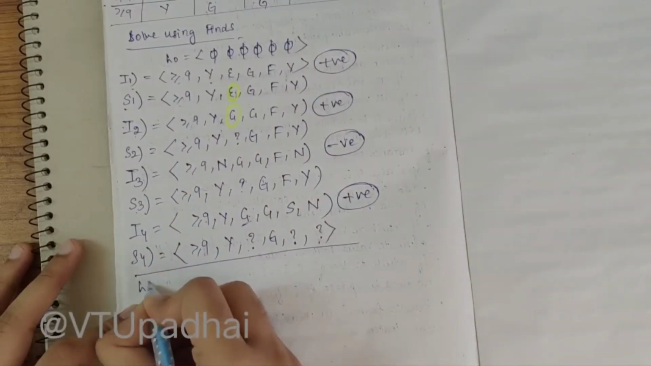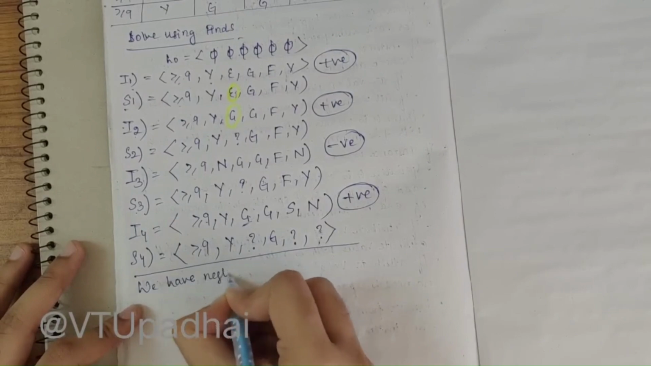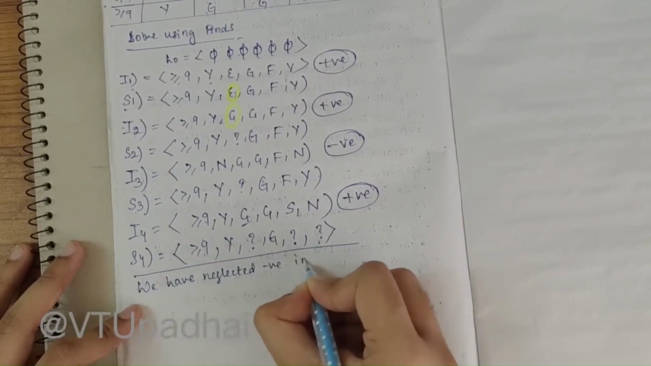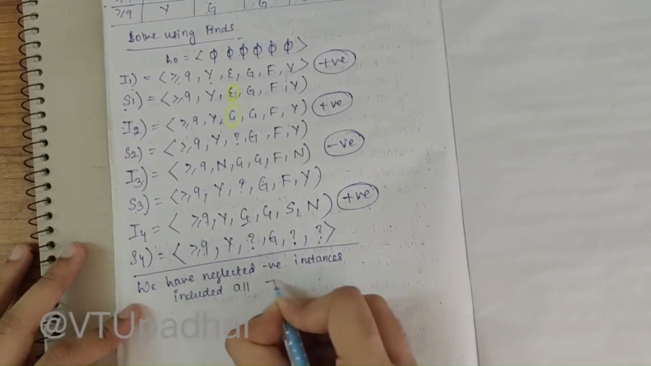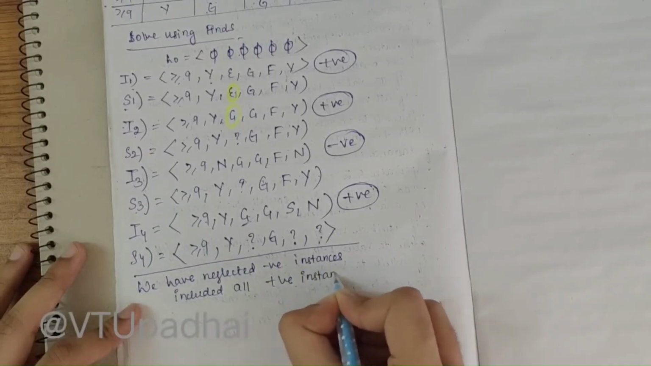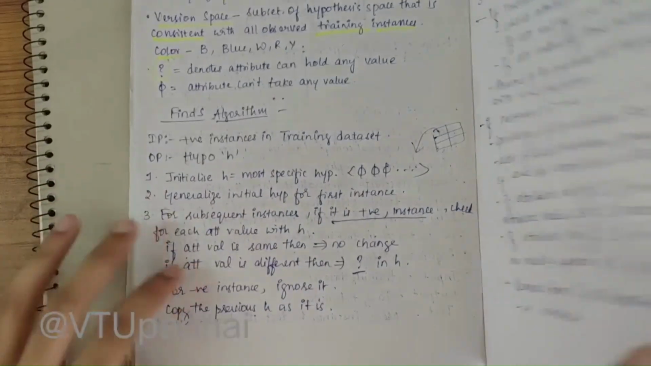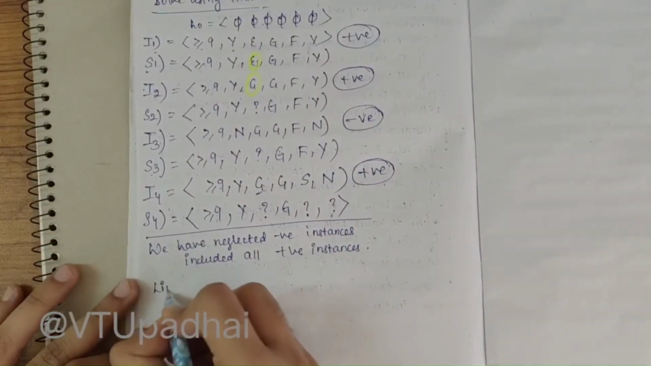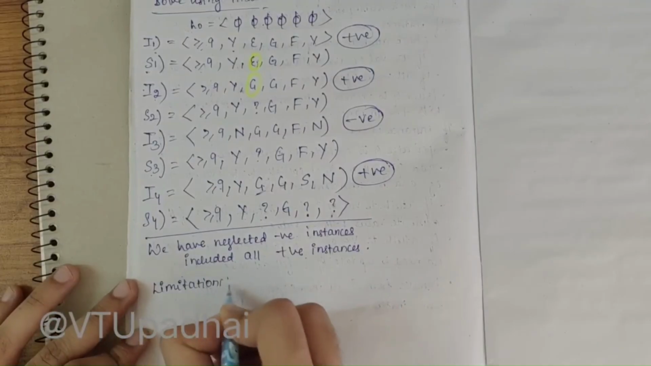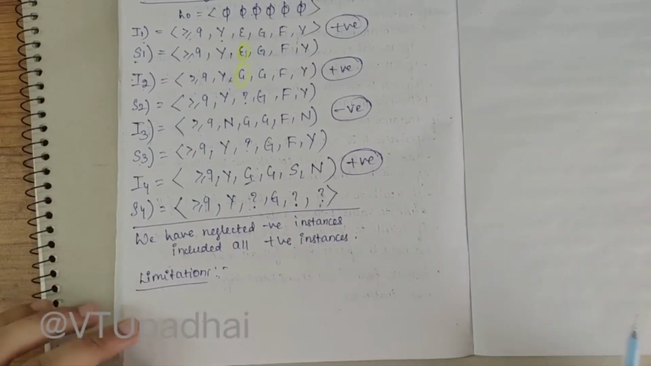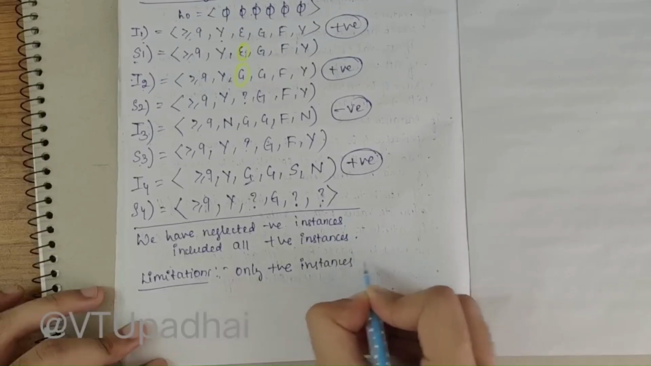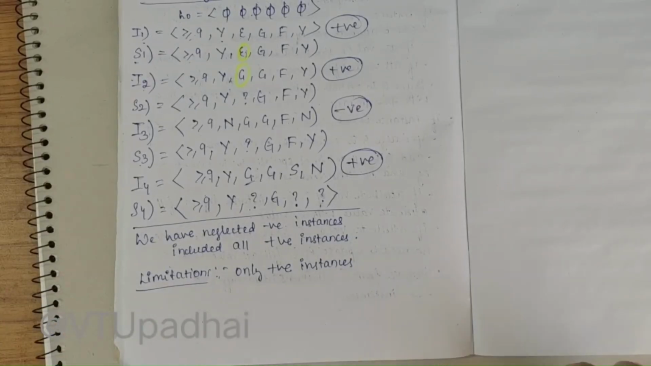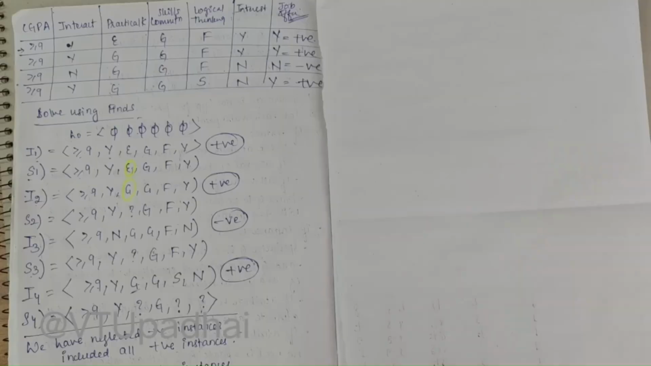So here if you see, we have neglected the negative instances and included all positive instances. So this was about the Find-S algorithm. Looking at the drawbacks or limitations of the Find-S algorithm, it tries to find a hypothesis that is consistent with only positive instances. If they are present, then only the hypothesis would be generated. But if there are negative instances, we neglect them.